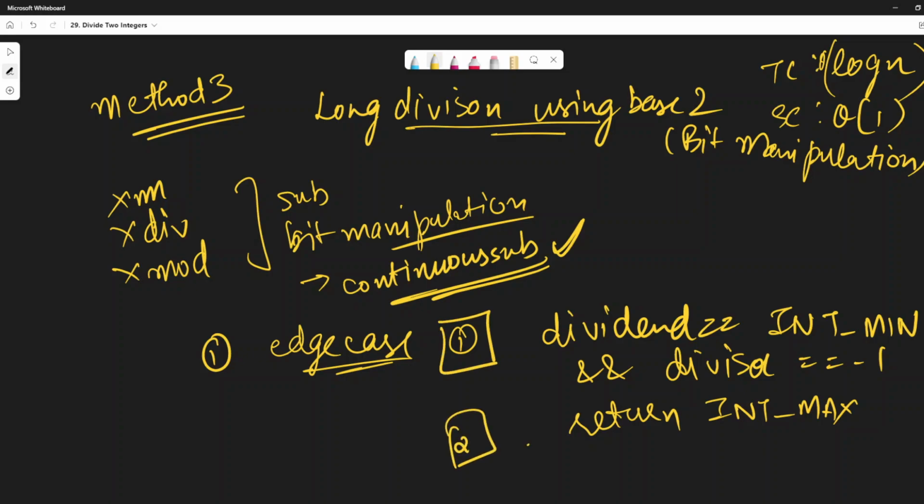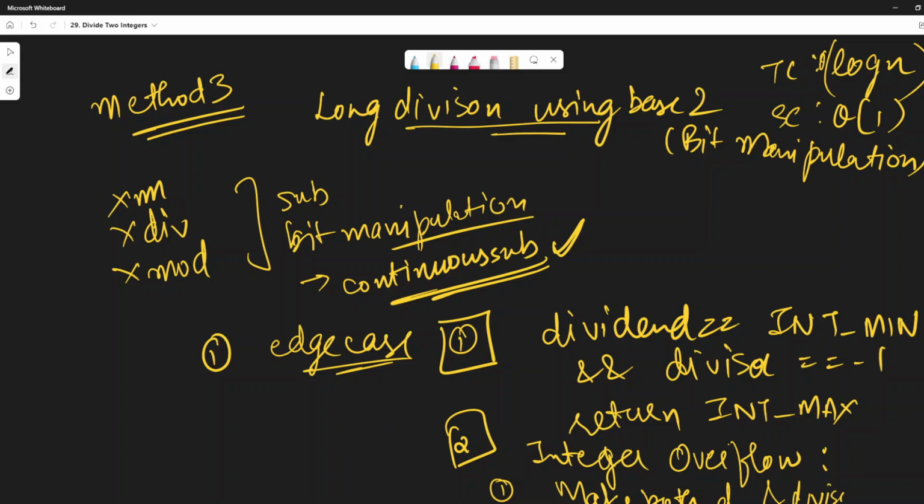Now comes the second edge case, which is integer overflow. Here again integer overflow would be there, because the numbers could go till 2 raised to power 31, right? So for avoiding that, we could either make both dividend and divisor negative, or we can use long data type. Okay, so these are the edge cases which we are required to handle here also.